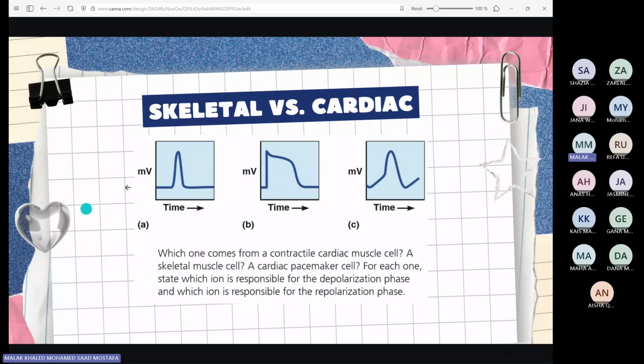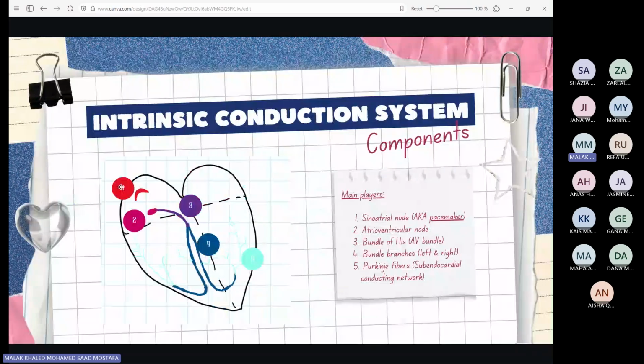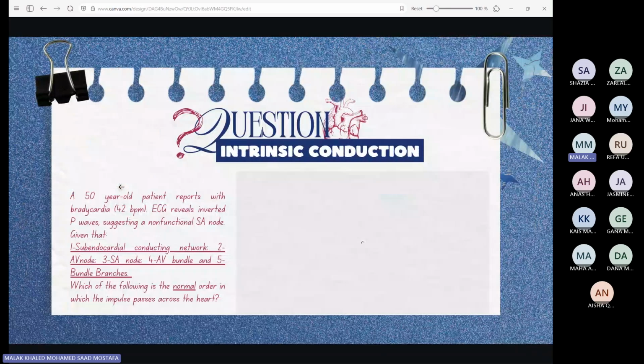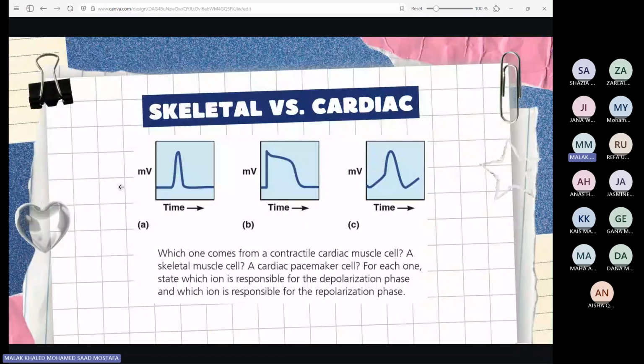Quick recap of where we left off. We discussed the conduction system, the intrinsic conduction system, the components, SA node, AV node, bundle branches, all of that. We also talked about the sequence of excitation, why there's a delay, and then we are at the part where there are action potentials. So in your textbook, there's this lovely question, which has the skeletal muscles, the contractile cells, and the pacemaker cells' action potentials, and they're asking you which one's which. If you can write in the chat what you think is which, or I'll just go ahead and spoil it for you.